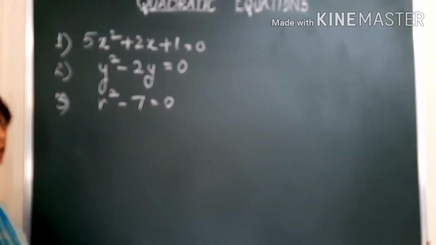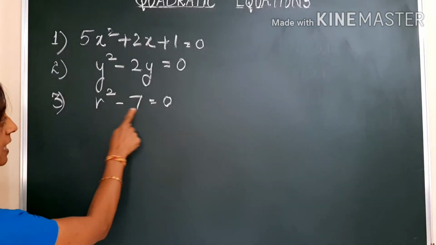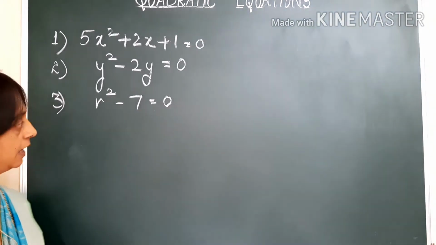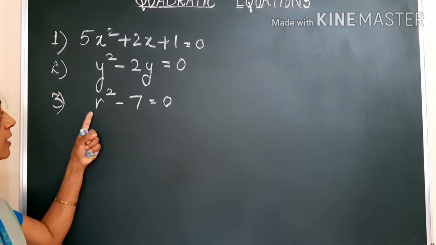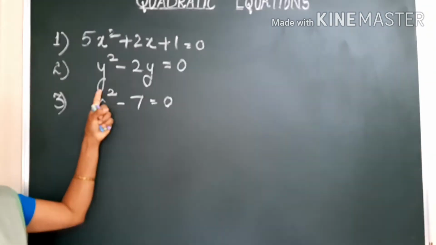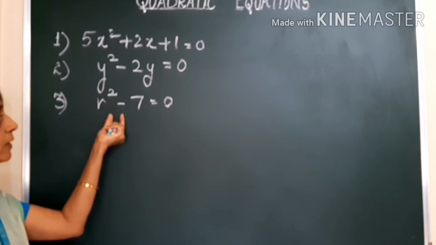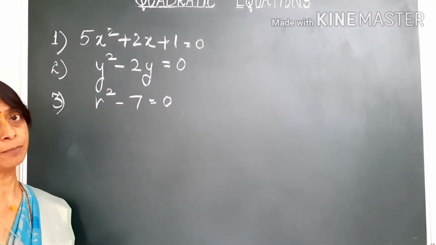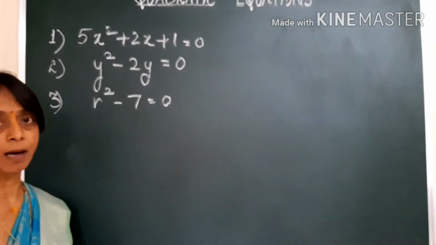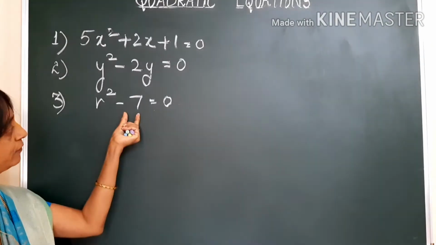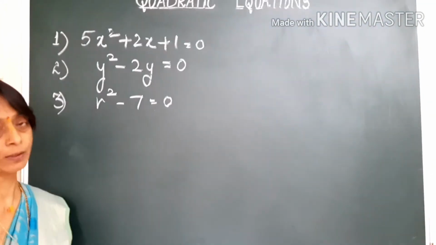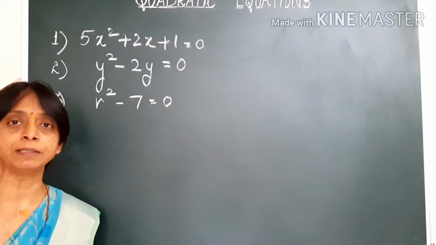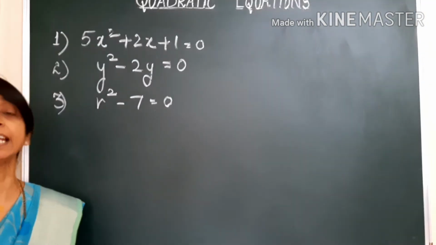Let's move on with the third example. Look at the third example, children. r squared minus 7 is equal to 0. Again over here the variable is r. It is raised to 2. So it's a quadratic equation, definitely. Over here what is missing? The term with the power of 1 of the variable is missing. That means the middle term r raised to 1 is missing. You have the last term over here as minus 7. Even though some terms are missing in a few examples, all these examples are examples of quadratic equations.